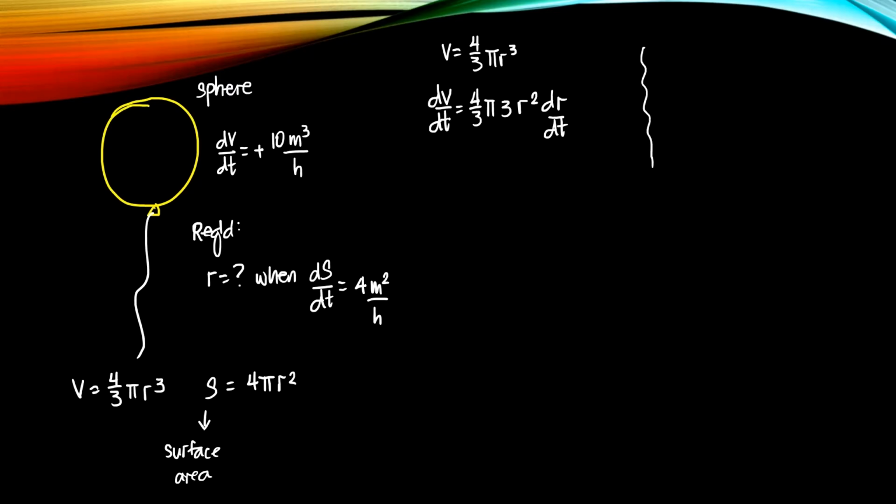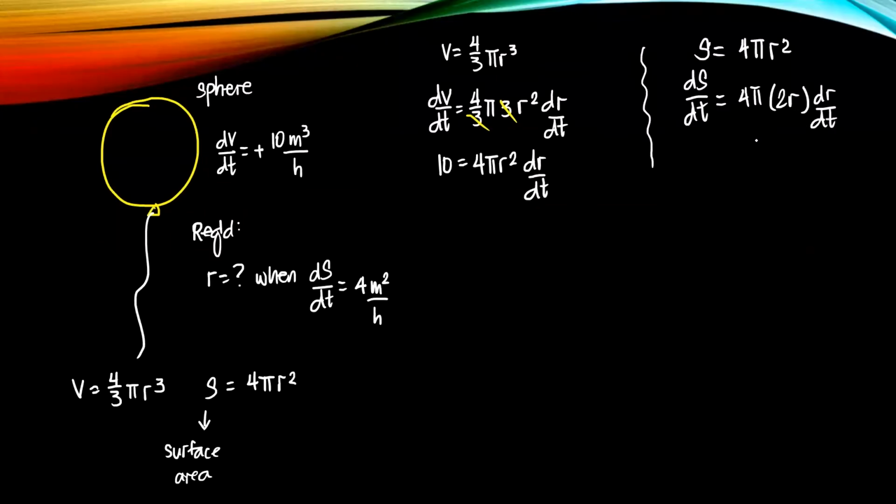Okay, what's given in here? You know that this one is 10. This is 4 because the 3 can cancel out. This is pi r squared dr over dt. So far, let's leave it here for the meantime. The S is 4 pi r squared. And then when we get the derivative, dS over dt is 4 pi times 2r dr over dt.